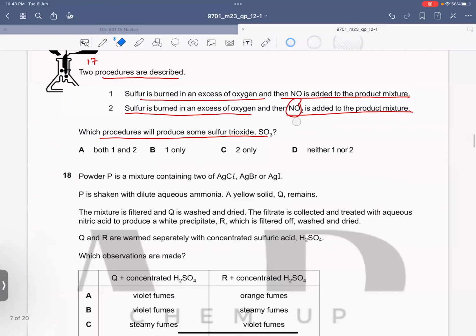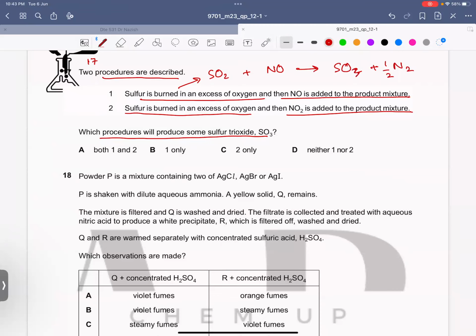Because this is what happens in the atmosphere as well when sulfur dioxide is formed. NO2 reacts with that sulfur dioxide to give you sulfur trioxide. So here we are getting sulfur dioxide; if it reacts with NO, we get sulfur trioxide and N2. Yeah, this is also possible. And in the same way, when sulfur dioxide reacts with nitrogen dioxide, we will get sulfur trioxide and NO.